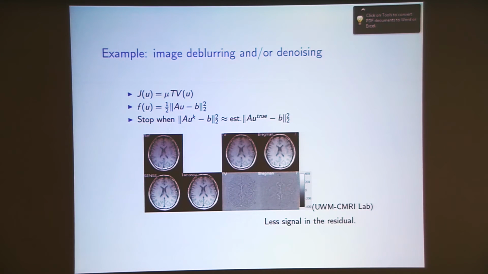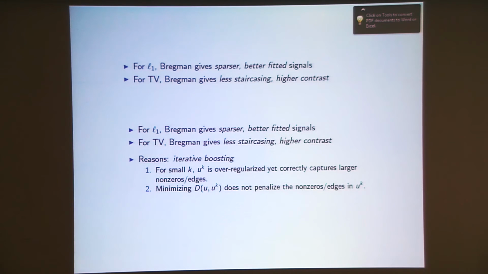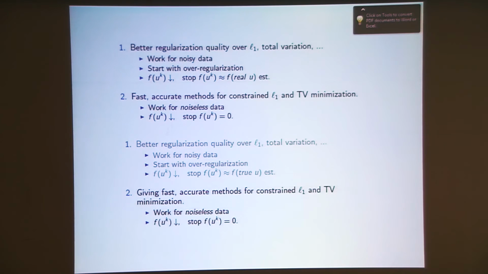And you can see the error is smaller on the right. Okay, so for L1 you get sparser and better fitted signals. For total variation you get higher contrast. And the reason is you almost immediately capture the large edges, the large non-zero edges. And then when you minimize the Bregman distance, you don't penalize the edges, it turns out.